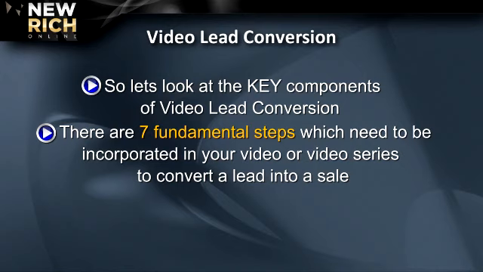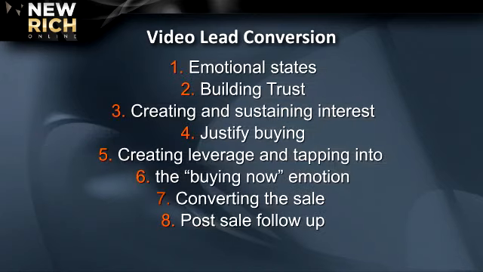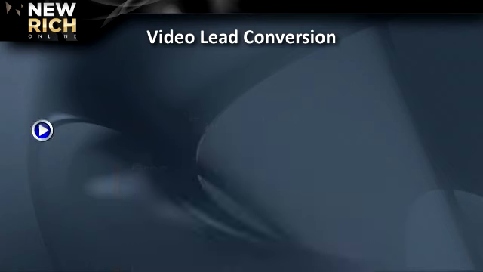So the basic 7 steps are the emotional states of you and your customer, how you build trust with your customer, creating and sustaining interest in what you have to say, how to justify for your customer buying your product, creating leverage and tapping into the buying now emotion, converting the sale, and post-sale follow-up. So let's have a look at emotional selling states.